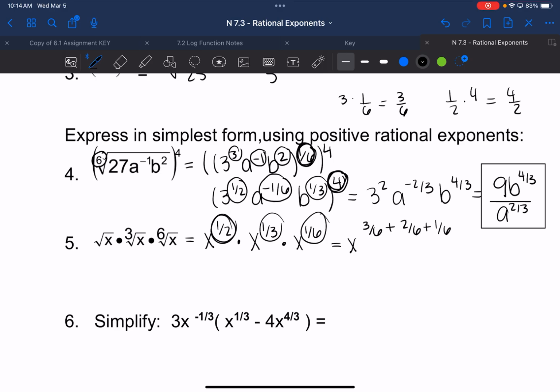You guys said we're just adding up all these exponents, right? So what's 3/6 plus 2/6 plus 1/6? 6/6, right? So this becomes 6/6, which, yes, I heard you say is 1. And anything to the first power is itself, right? So this is just x.